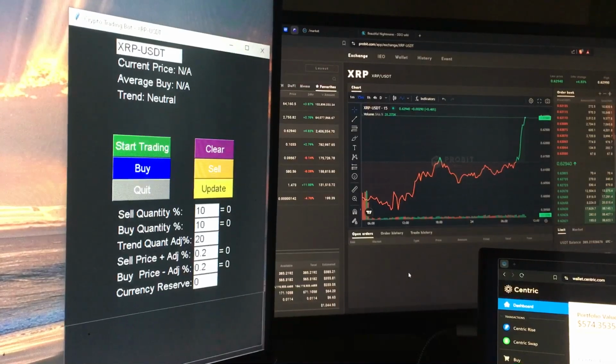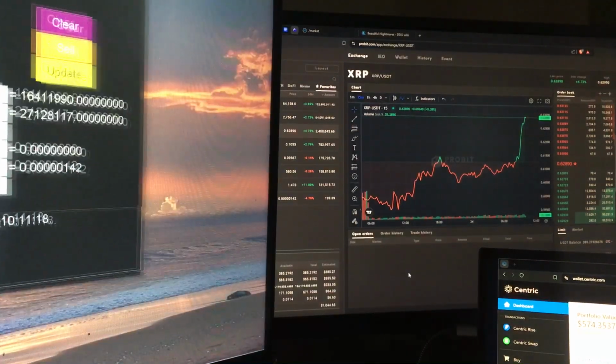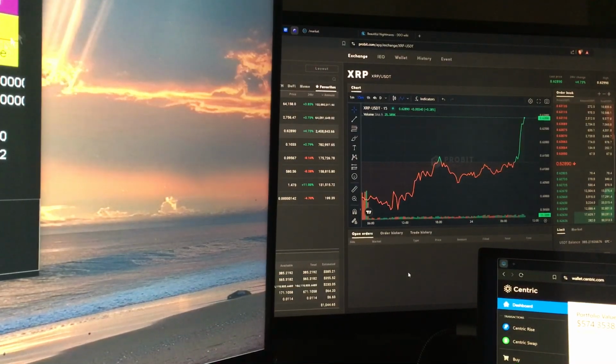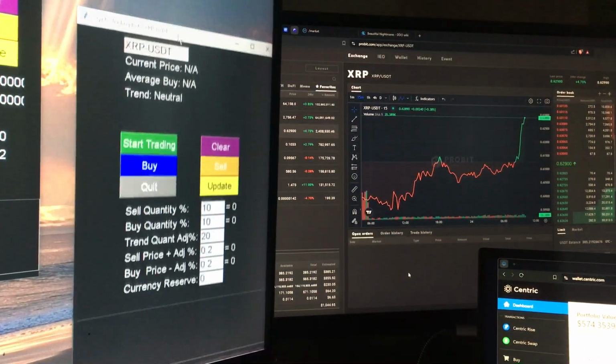So the trader starts up and defaults to XRP. You can change the currency you're working with. You can do Bitcoin or whatever. I can change it to CNS. Click update. It'll populate all the prices and everything that it can start out with. We'll put that one to the side. We can have as many of these up as you want to have, if you want to trade more than one currency at a time.